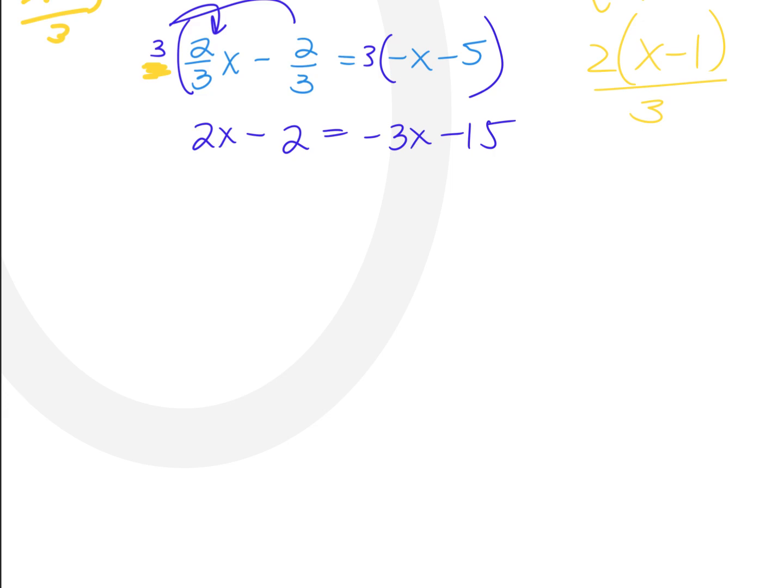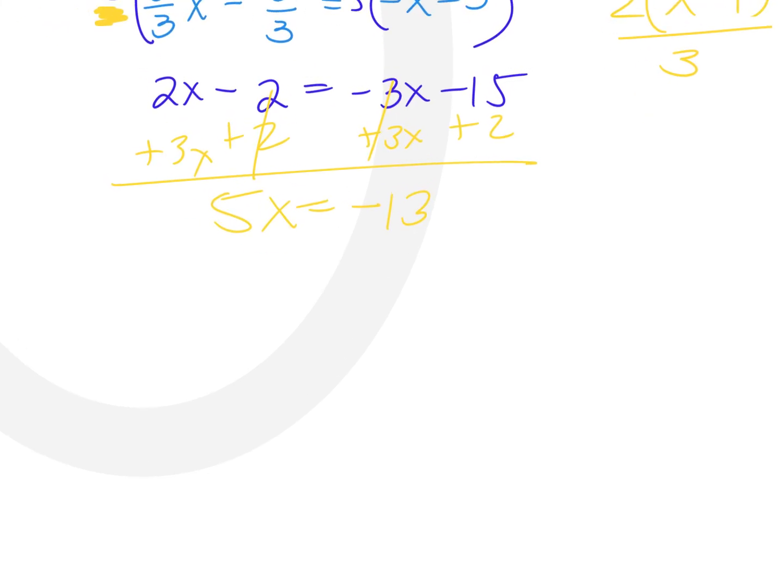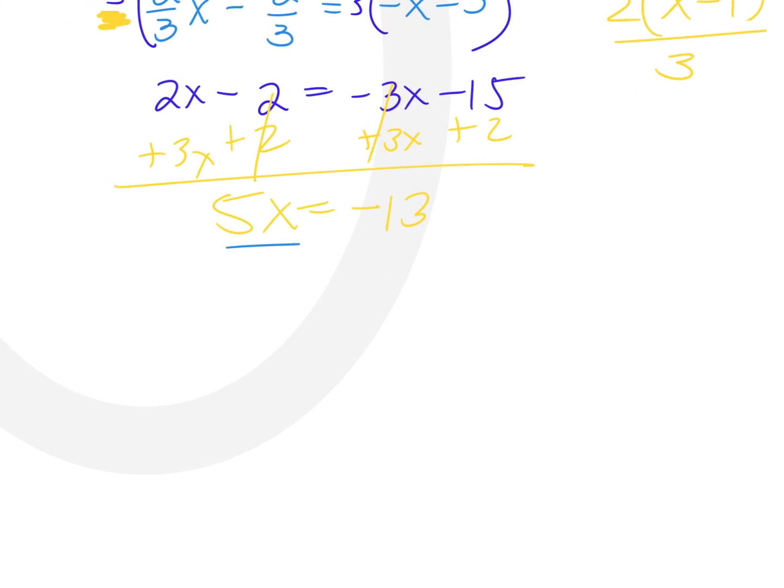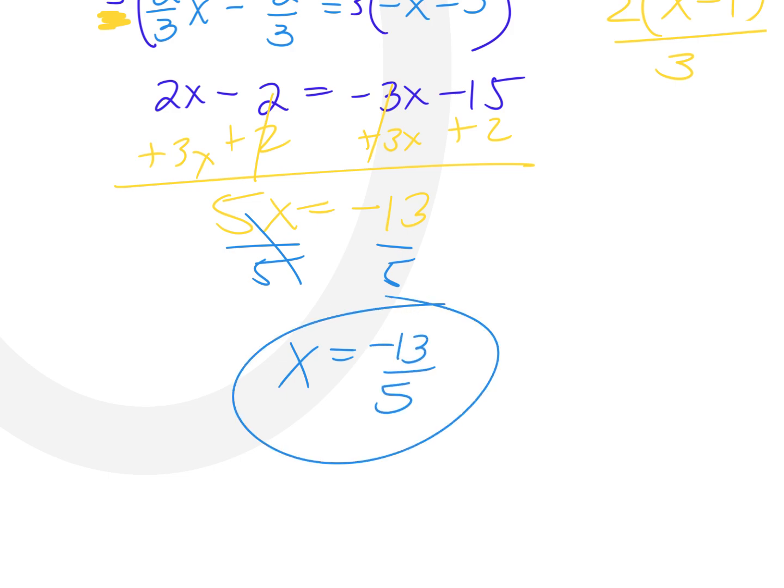What do I do? Okay, you want to add positive 2 here and add 3x. So we have 5x equals negative 13. And then what? Divide by 5. Do we think that we did something wrong since we got a weird answer like negative 13 over 5? No, it's okay. You're not going to always get beautiful whole numbers. You're going to get fractions sometimes.